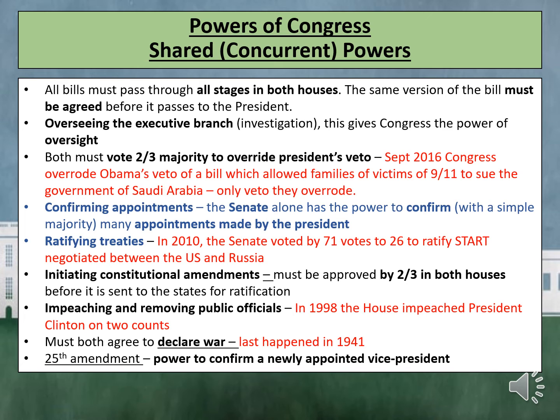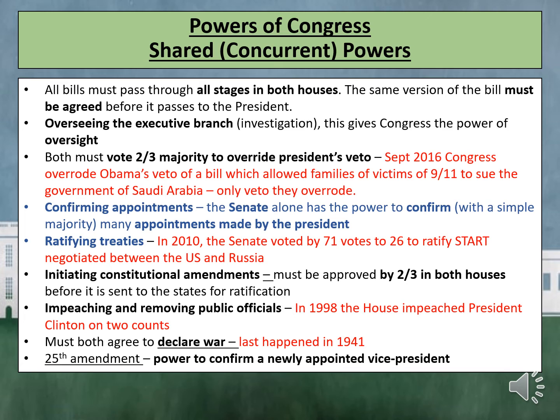Both must vote a 2/3 majority to override the President's veto. In September 2016, Congress overrode Obama's veto of a bill which would have allowed the families of victims of 9/11 to sue the government of Saudi Arabia. This is the only veto of his that they overrode.